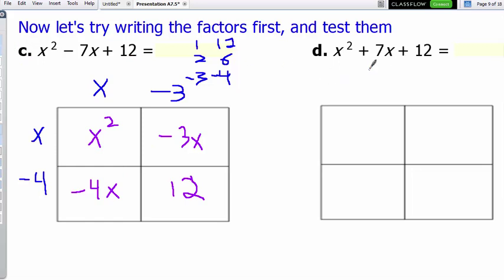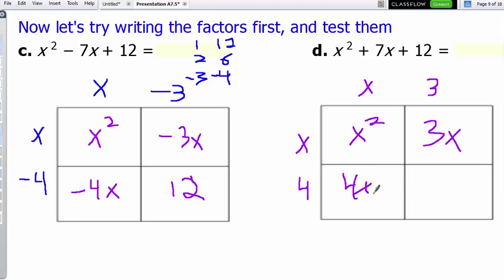Okay, now the only difference that I have here is I'm looking for +7. So in that case, it's going to be +3 and +4. And if I tested that out, now I'm going to have +3x plus +4x, giving me the 7. And so that is going to be my factors, x plus 3 and x minus 4.